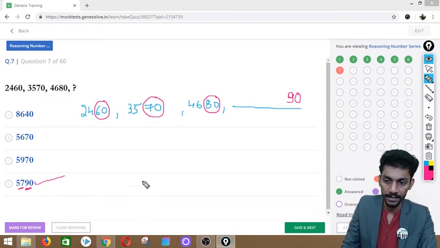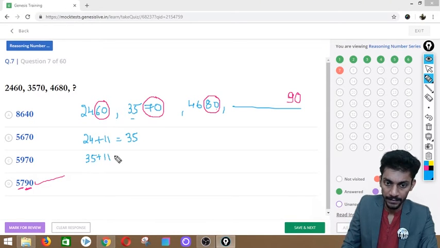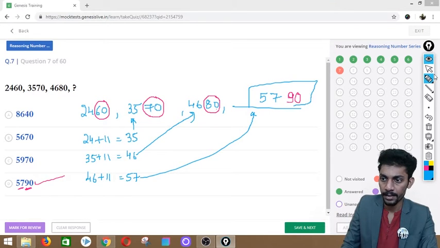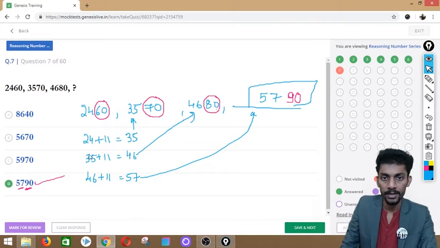We'll check how we can get 57. How did they get 57? They have taken 24 plus 11. What is that? It is 35, which is this part. Next, 35 plus 11 is 46. See, 35 is here, 46 is here. So the last one should be 46 plus 11, that is 57. That should go to the answer. So the answer should be 5790. That is option D. Okay. Mark option D and go for the next one.